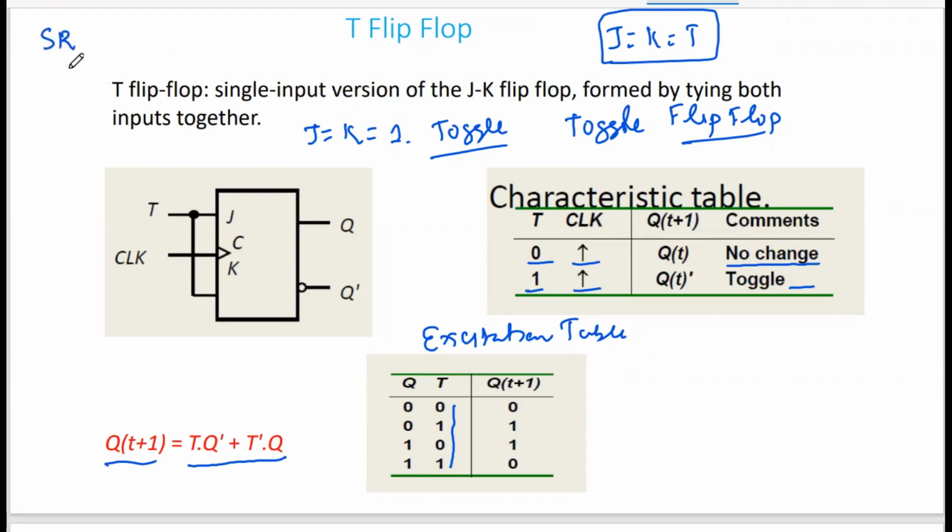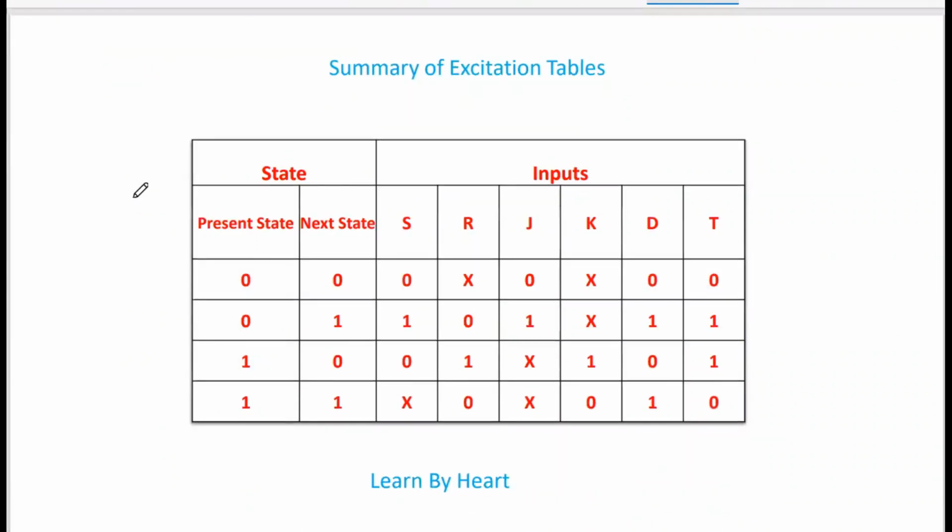First we have discussed SR, then JK is an improvement of this, and SR can be used to make D, while JK can further be improved to T flip flop. So, on the basis of this, the summary of excitation tables, and I have written here: learn by heart. That means you should remember this table, and it is required for some design problems that we are going to discuss in tomorrow's class.